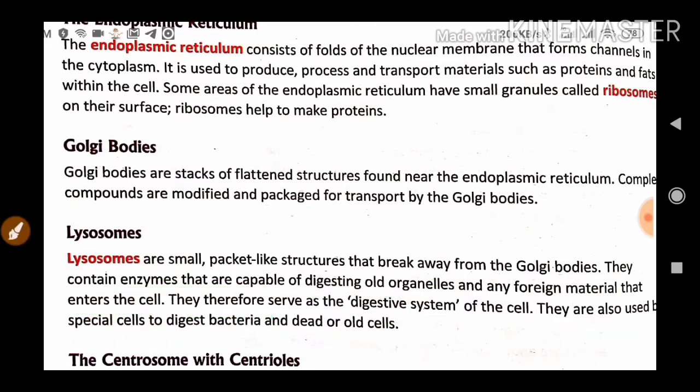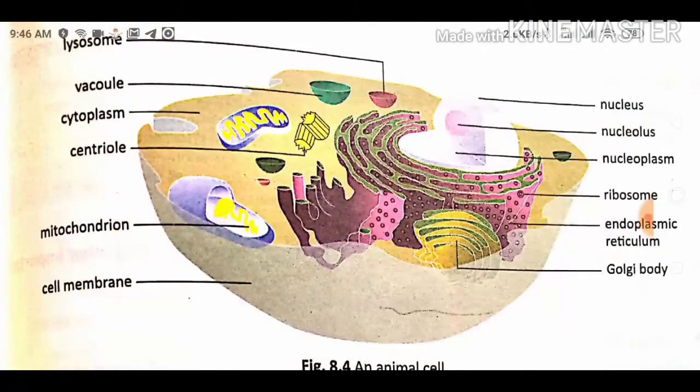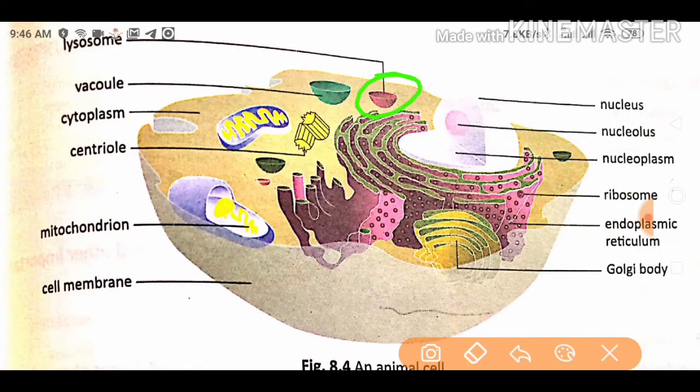They are also used by special cells to digest bacteria or dead and old cells. So it means mainly these are the digestive system of the cell, which digest all the old organelles or any foreign particles such as bacteria. Okay, you can see here lysosomes also. These are the structures.